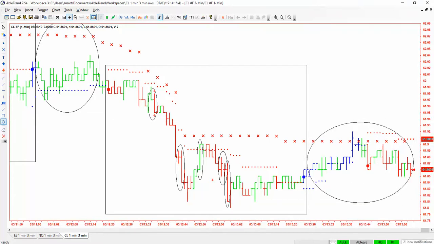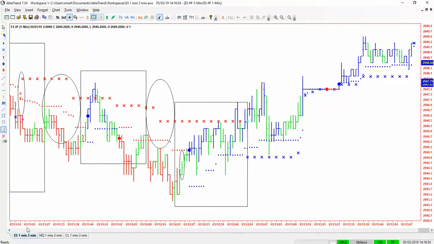I just wouldn't. Okay, that's pretty much the end of the day there. So let's go back and look at these one more time. Here's the ES, the E-mini S&P, like I said. There's the contract symbol, ES here. And in my workspace it says ES.